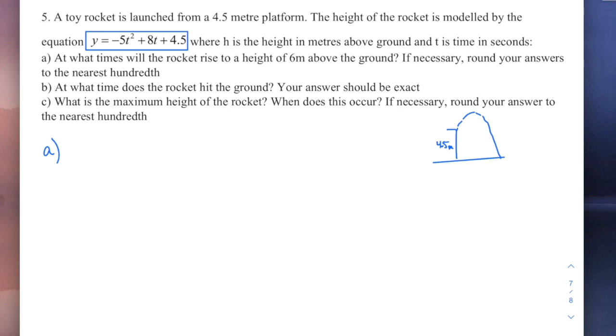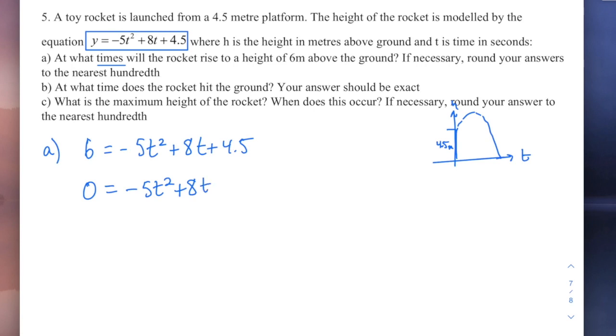The height of the rocket is modeled by the equation, where h is the height in meters above the ground, and t is the time in seconds. So at what times will the rocket rise to a height of 6 meters above the ground? If h is 6, what is t? Now I have a quadratic equation, but just like with the zero product property, I always need one side to be 0 if I'm going to use the quadratic formula, because the quadratic formula is for intercepts, right?